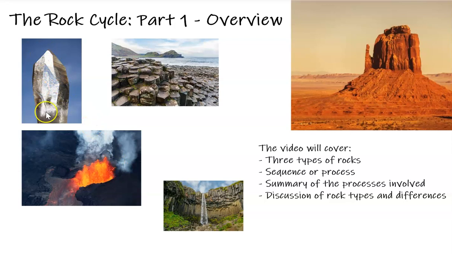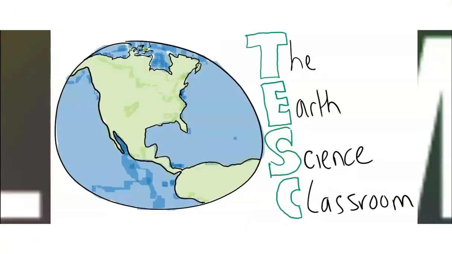You've got this beautiful quartz crystal here, which is kind of the foundation of not only the Bowen's reaction series, but also minerals and what's in the crust, the silica and oxygen. We've got these beautiful basaltic columns here in Iceland, which are formed through volcanic activity and cooling, and also one of the mittens, the buttes in Monument Valley on the border of Utah and Arizona in the U.S.